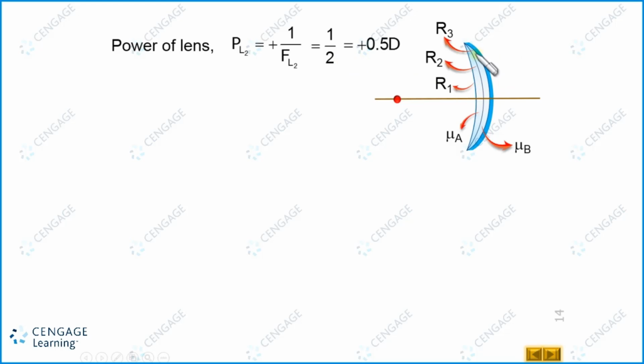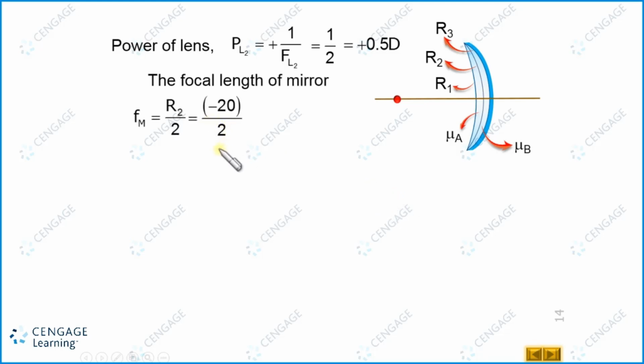Now let us calculate the focal length of this mirror. We know the focal length equal to half the radius of curvature, and we know radius of curvature of this is 20 centimeter, and center of curvature will be on the left hand side. That means this radius of curvature should be substituted with the negative sign. That means focal length should be equal to minus 20 divided by 2. This is equal to minus 10 centimeter. We can convert this value into meter by dividing by 100. So it is equal to minus 1 by 10 meter.